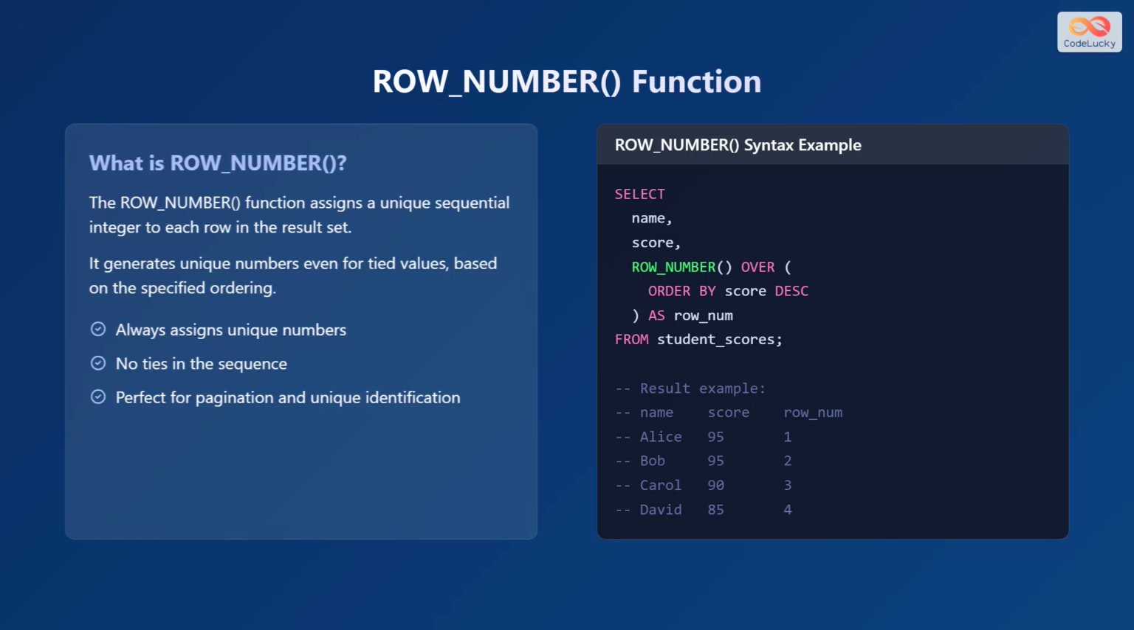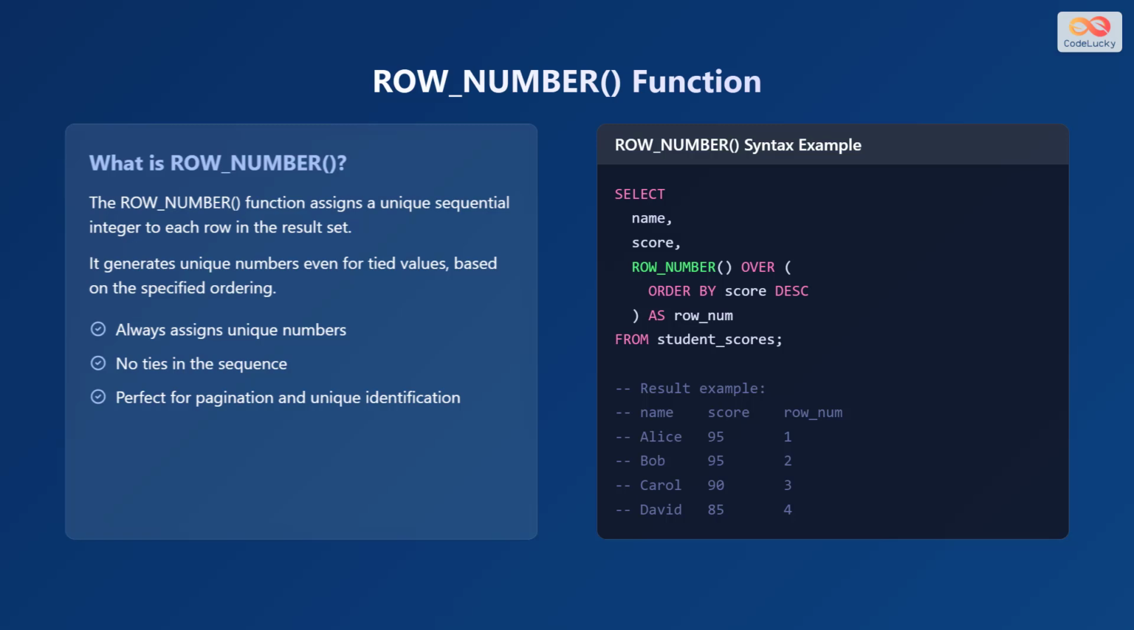Let's understand the ROW_NUMBER function. The ROW_NUMBER function assigns a unique sequential integer to each row in the result set. It generates unique numbers even for tied values, based on the specified ordering. Here are some key points. It always assigns unique numbers, and there are no ties in the sequence. It is perfect for pagination and unique identification.